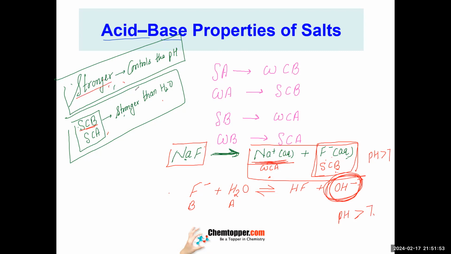Whoever is stronger, you said this is a strong conjugate base. If you are getting a strong conjugate base, your salt is basic. Now, this strong conjugate base is stronger than water, which means it's going to force water to behave like an acid. So it's a base, it's an acid, you are getting OH minus. If you are getting OH minus, pH is more than 7. Any question here?